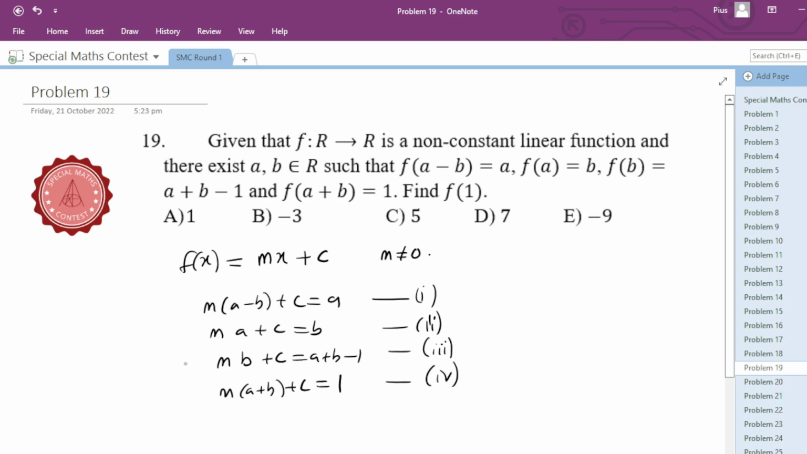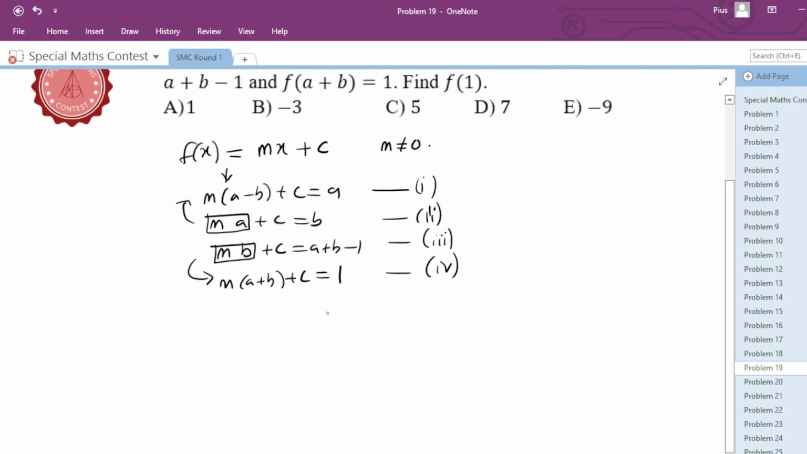Alright, to simplify this, I'm going to focus on this part here majorly, and here we see that we can make ma and mb subjects and use that to simplify this other 2 to get rid of m completely. So let's do that and see what we get.